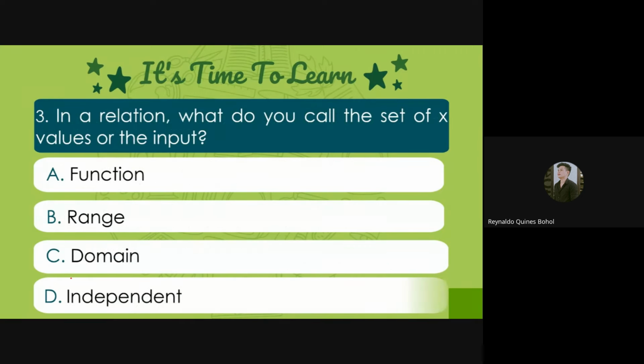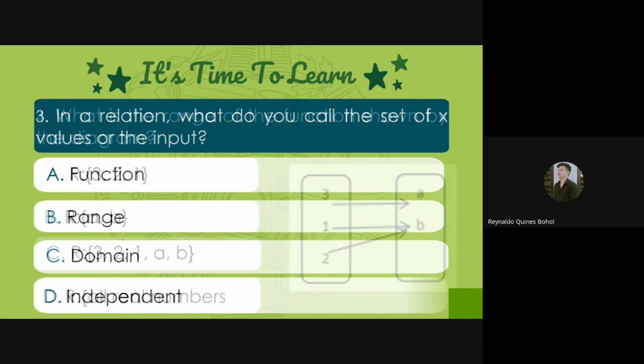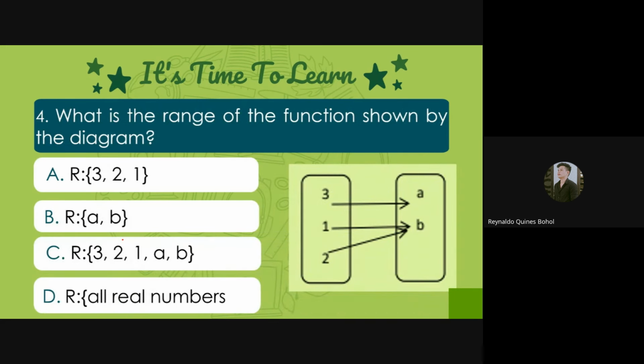Next, how about this? In a relation, what do you call the set of X values or the input? The answer is letter C, the domain. Next, what is the range of the function shown by the diagram? Letter B, according to Ivan Marcus.